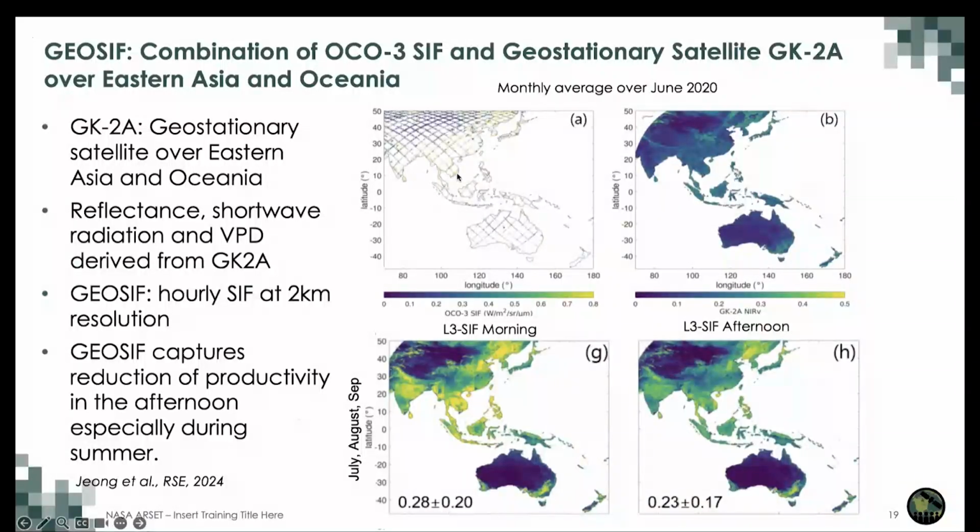The top left shows the OCO-3 SIF values, and the top right shows the reflectance, the greenness product, from GK-2A. The bottom two panels show the level 3 SIF in the morning and the level 3 SIF in the afternoon. It shows the morning SIF has much higher values than the afternoon SIF. This shows a similar feature as I just showed in the previous slide, that the afternoon productivity is reduced because of water stress, especially during the summertime.